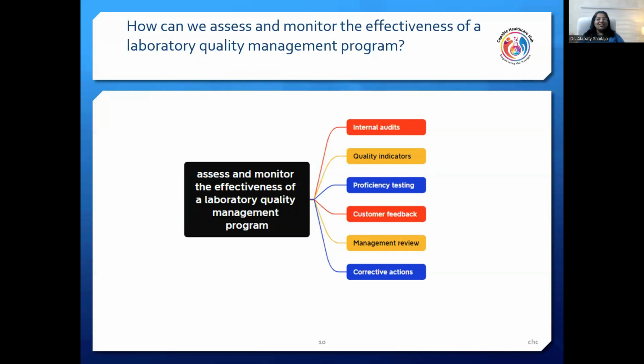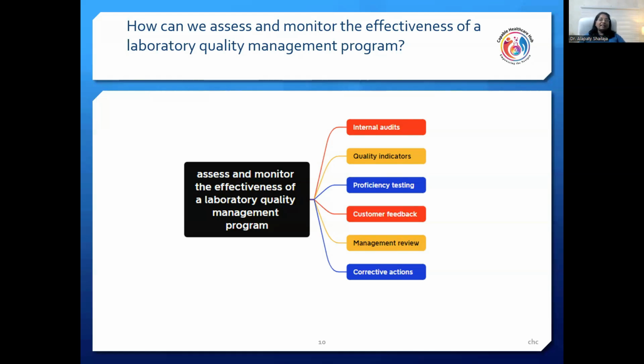Here I am with another session on how we can assess and monitor the effectiveness of a laboratory quality management program. As I mentioned in the previous sessions, documentation is one thing, but monitoring the effectiveness of whatever you have documented and what you are trying to implement is also very, very important.